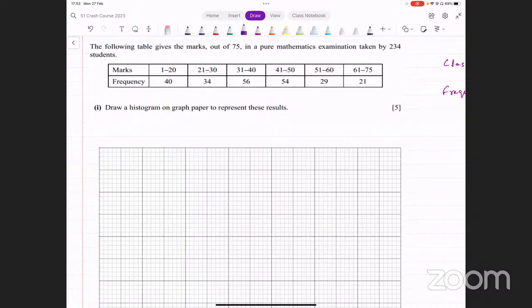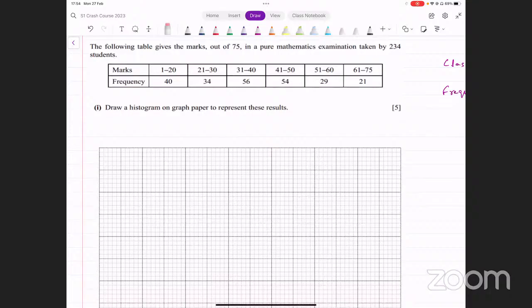It says the following table gives the marks out of 75 in a pure math examination taken by 234 students. So we have their marks given. For instance, there were 40 students who got marks between 1 to 20. Then there were 56 students who got marks between 31 and 40, and so on. For example, you have 21 students who got marks between 61 and 75. All right. So if you were to add all of these frequencies, the total should turn out to be 234 because that's the total frequency. Now we need to draw a histogram representing this information.